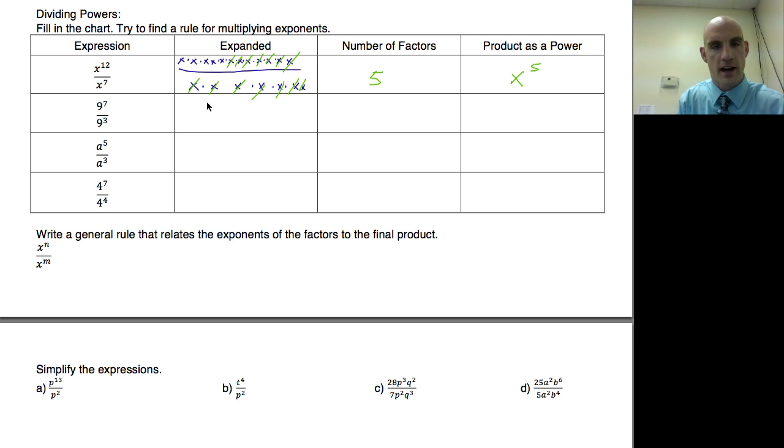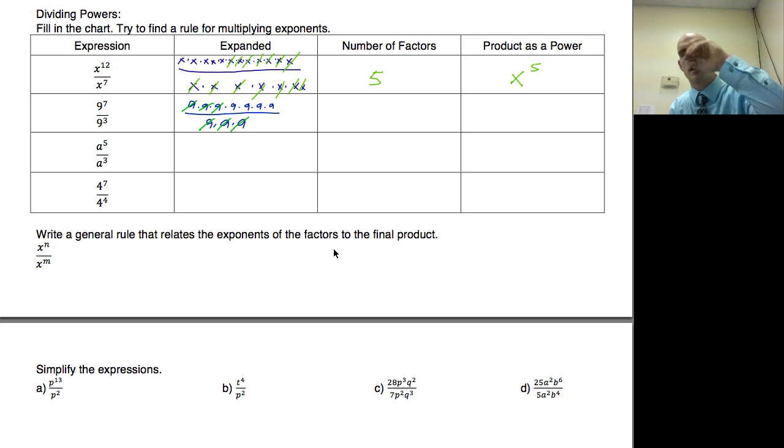If I do the same thing for these 9's, what I would like for you to be doing is see how you can relate this right-hand column to the far left-hand column. I've got 7 9's, times 9 times 9 times 9 times 9 times 9 times 9, over 9 times 9 times 9. A little bit easier to see here. And I'm going to cross out. It doesn't particularly matter which end you start from because it just has to be the same multiplication on top and bottom. And what I end up with is 4. So I've got 9 to the 4th power left.